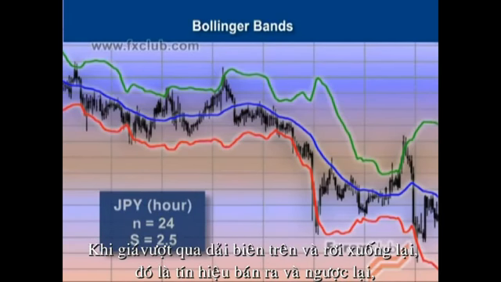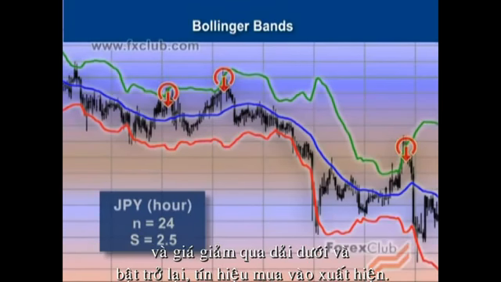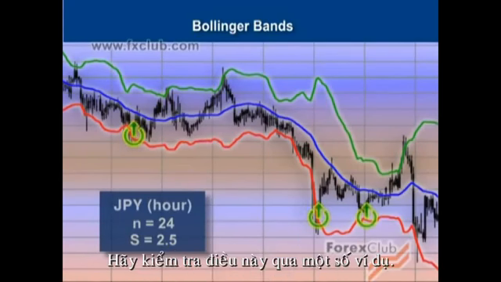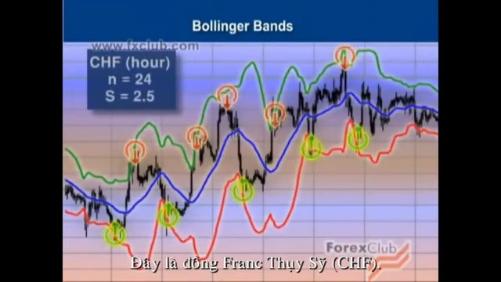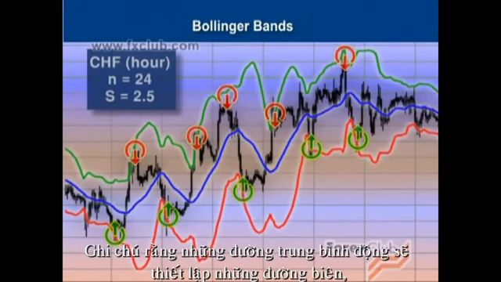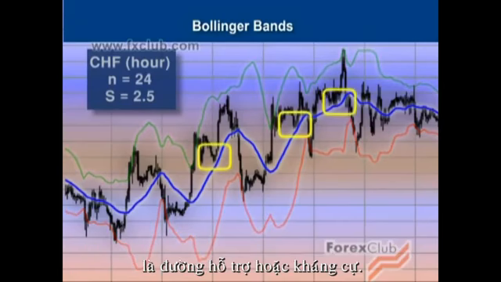When the price makes an upper line breakout and then drops down again, it's a sell signal. And vice versa. When the price breaks the lower line and comes back into the Bollinger range, a buy signal occurs. Let's check through a few examples. Here is the Swiss franc. Note that here the moving average itself sets the borders either as support or as resistance.